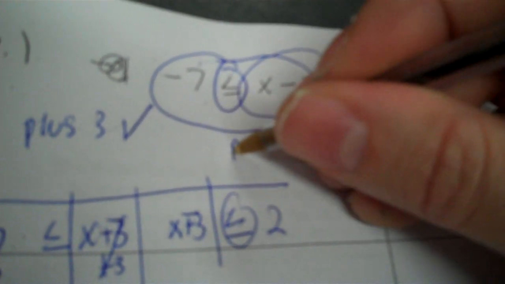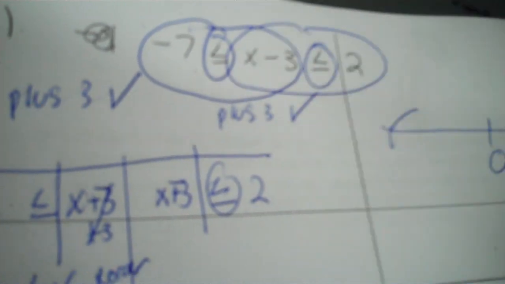Okay, now over here, plus negative 3, you have to do the same thing. You got a plus 3, sign checks, plus 3, plus 3. So we have x, and 2 plus 3 is 5, and that's in good order. So you have negative 4 and 5.